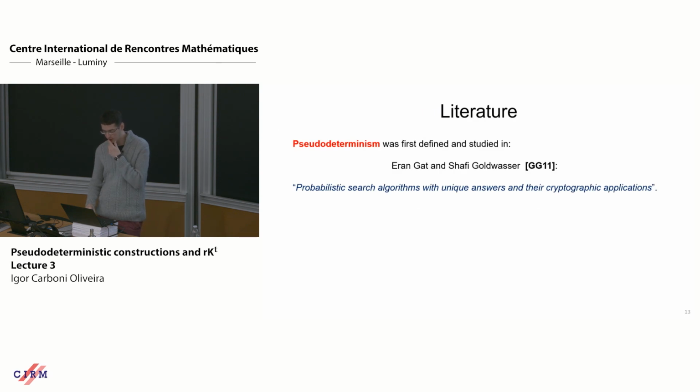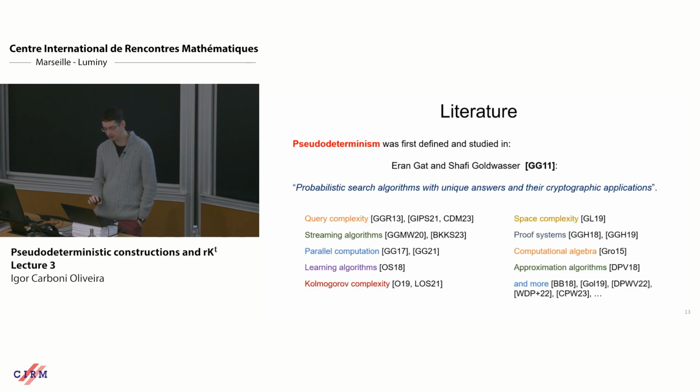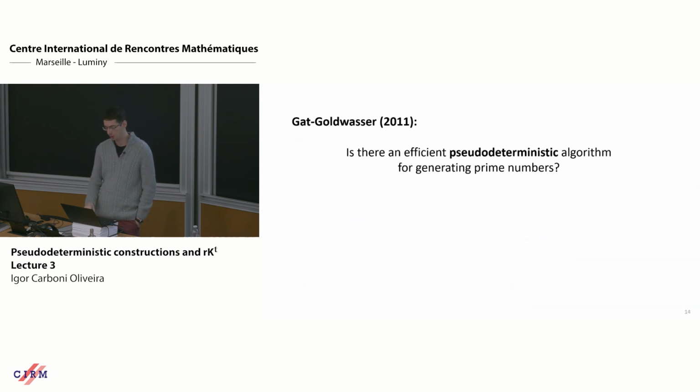So this notion was introduced by Gat, Goldwasser in 2011. And since then, it has been investigated in many different contexts: query complexity, learning, computational algebra, and so on. But the main question they asked in that paper is, can we generate n-bit primes pseudodeterministically in polynomial time?